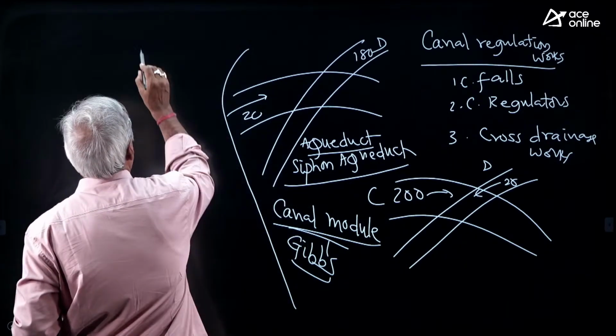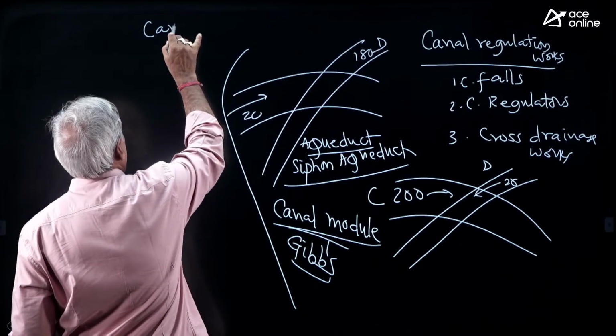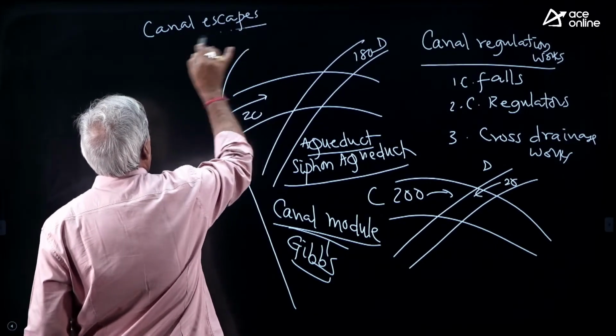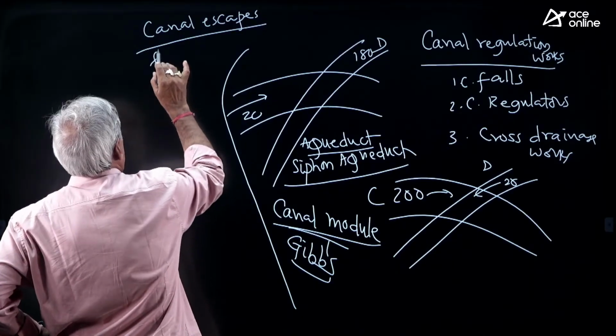Then canal escapes are also important. In order to dispose of surplus water, we use flush escape.